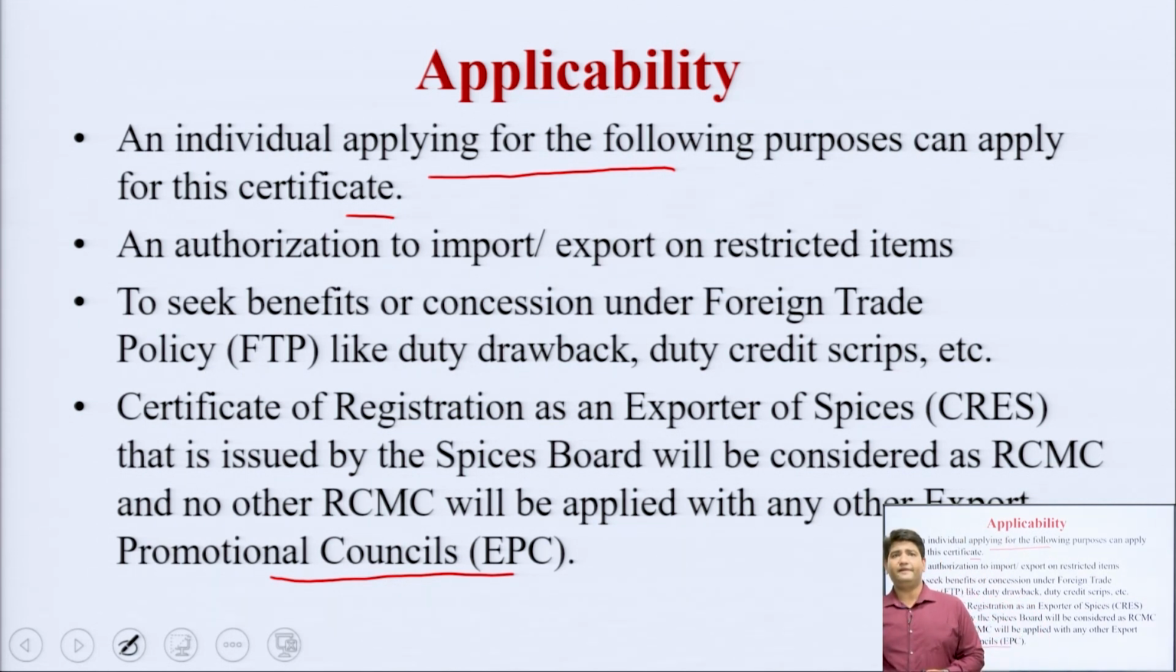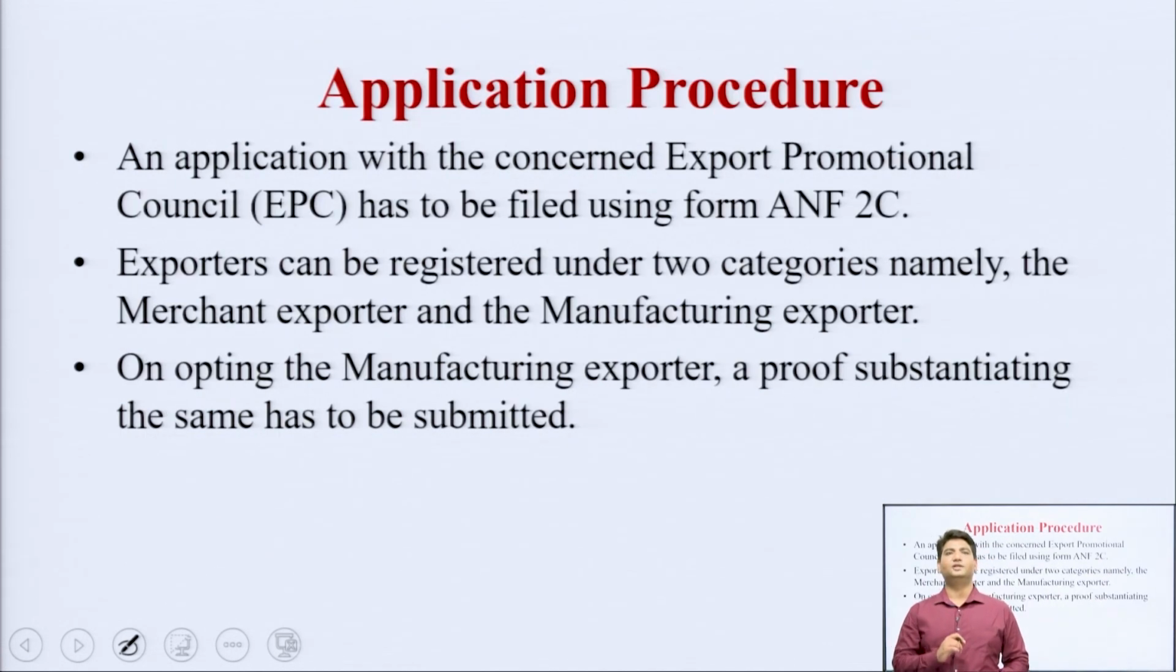Applicability. An individual applying for the following purposes can apply for this certificate: an authorization to import or export restricted items, or to seek benefits or concessions under the FTP, like duty drawback, duty credit scrip, etc. A certificate of registration as an exporter of spices, like CRES, that is issued by the Spices Board will be considered as RCMC, and no other RCMC needs to be applied for with any other Export Promotion Council.